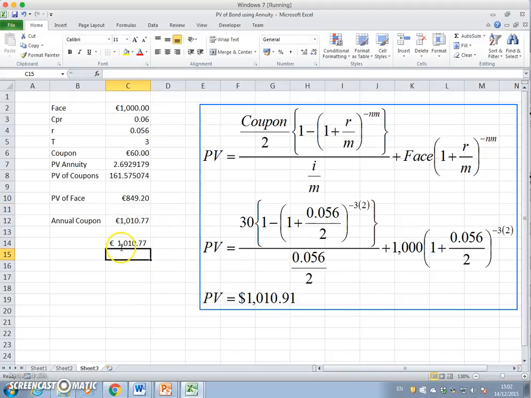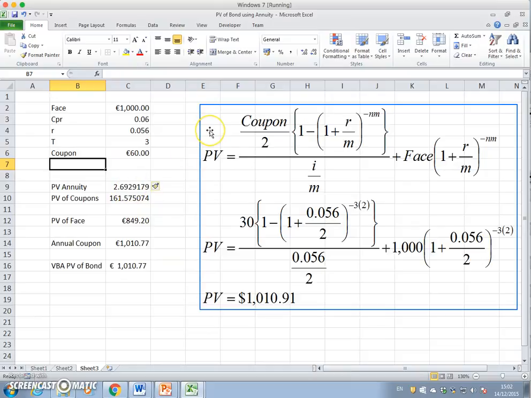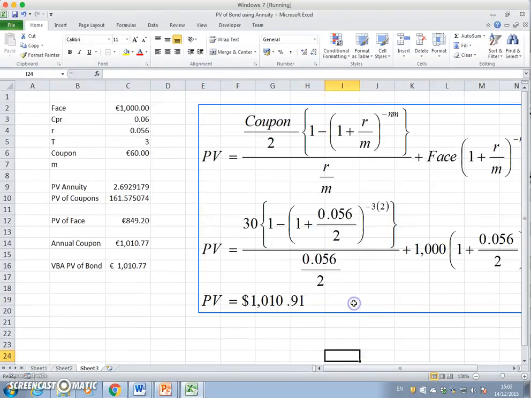This function is just a VBA function. So we could write VBA PV of bond, and to verify the results we have here, just insert one more line here, so insert shift cells down, underneath the coupon we'll designate a cell called M, which denotes the frequency at which the coupon accrues. So we'll say 2.